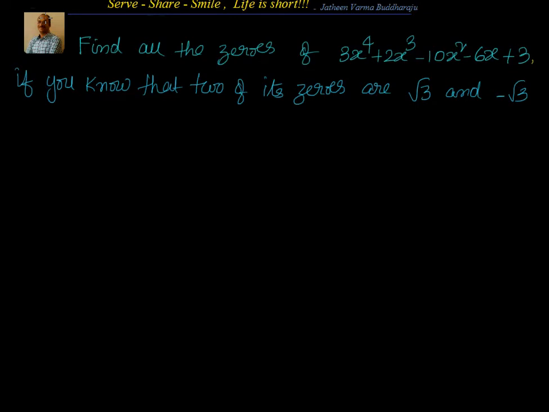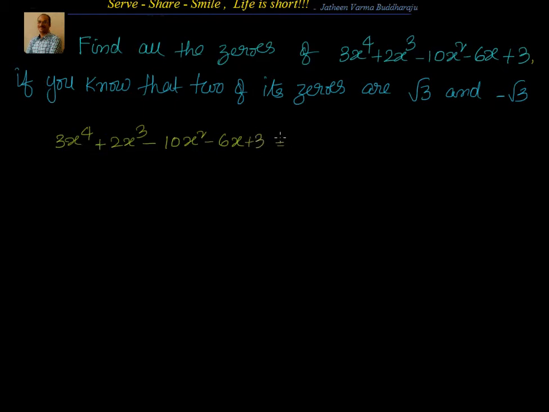Hello friends, welcome back. We have been asked to find out the zeros of a polynomial given that two of its zeros are root 3 and minus root 3. So let's write down the polynomial and see. It's 3x to the power of 4 plus 2x cube minus 10x square minus 6x plus 3.